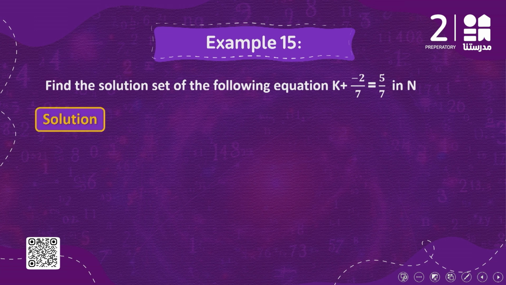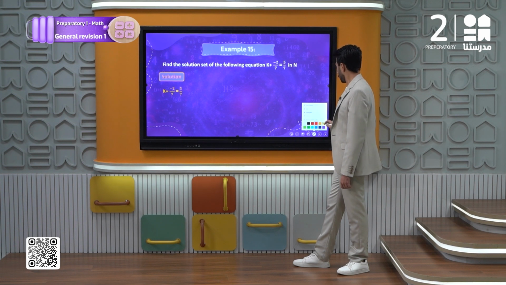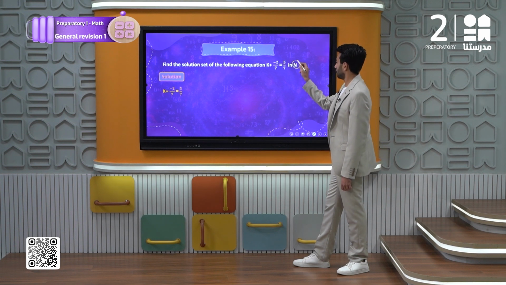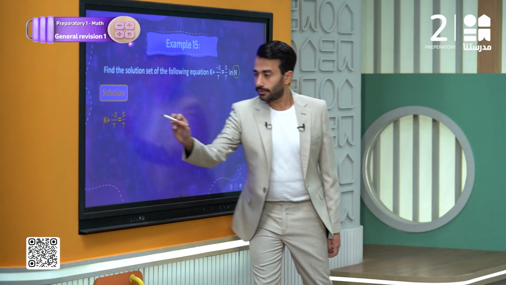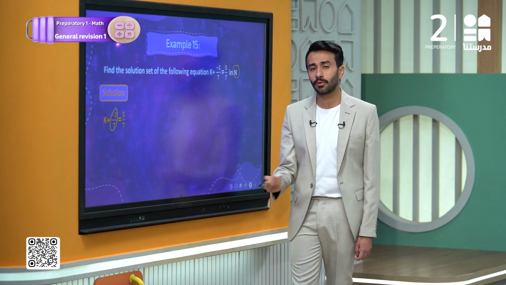Find the solution set of the following equation. We have k plus negative 2 over 7 equal to 5 over 7. We need to find it in n, which is natural numbers. Now to cancel out this, you need to add 2 over 7. Why? Because this is negative. Yes, we have here an addition sign, but this is negative. To cancel a negative value, you need to add.